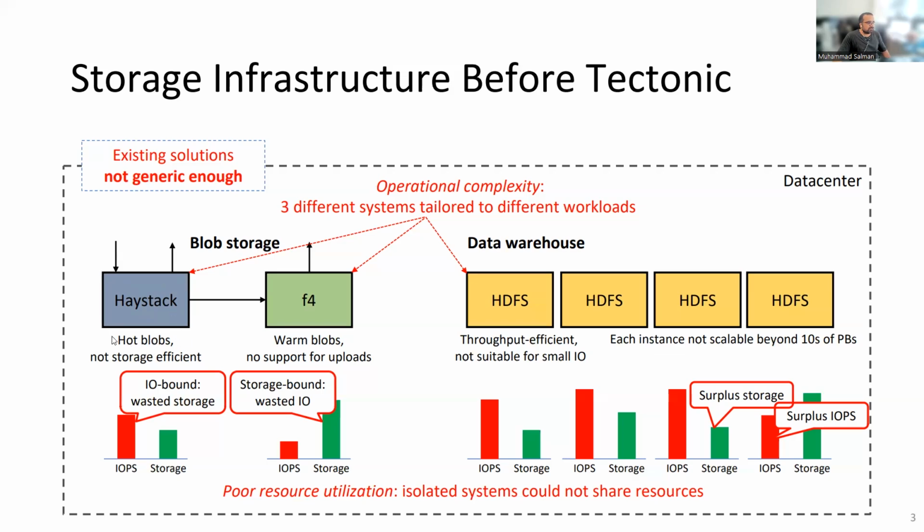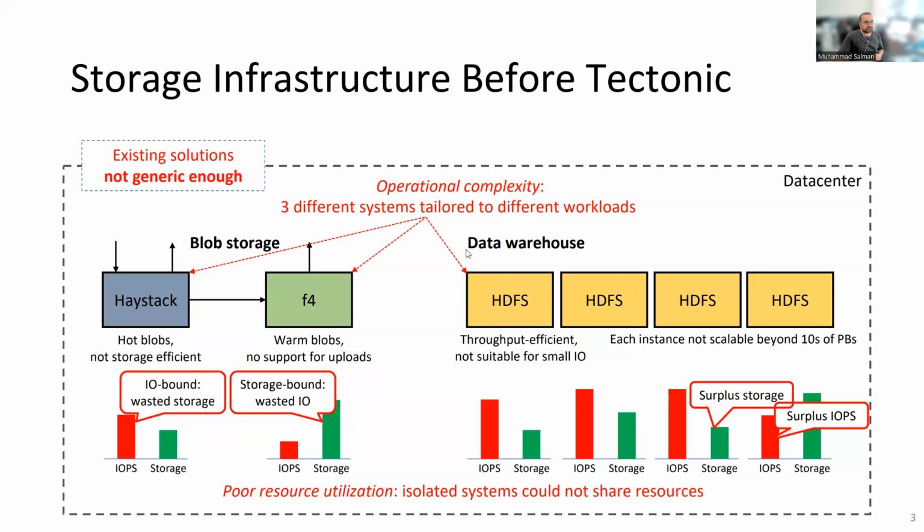The main con of the hot blob is that it is not storage efficient. What does that mean? Since it is input output bound, it takes the input first and gives the output back. In terms of that, it is very efficient. But when it comes to storage, it is not that efficient. On the other hand, F4 is storage bound. Storage bound means it is efficient in storage, but not as efficient in input output operations per second. So you can see that Haystack has good IO performance but lower storage efficiency. On the other hand, with F4, the IOPS is bad, but the storage is good.